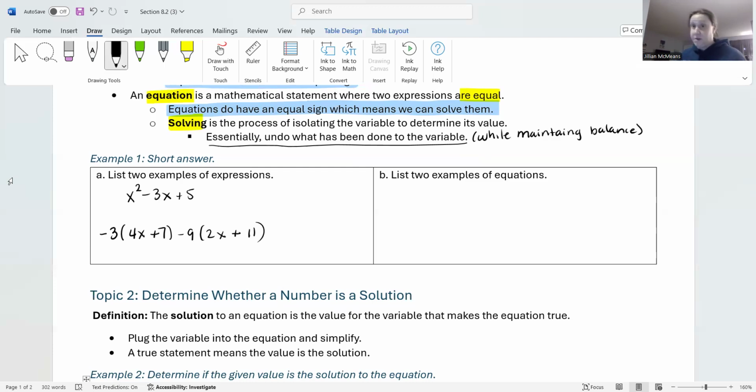Now, part B says, okay, now come up with two examples of equations. We could have something really straightforward, like 4x minus 2 equals 3. That would be an equation. We've got the equal sign. You could have something a bit more involved.